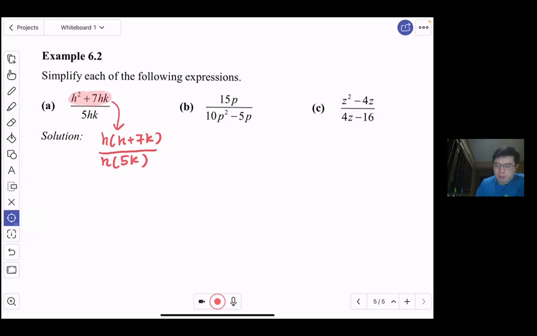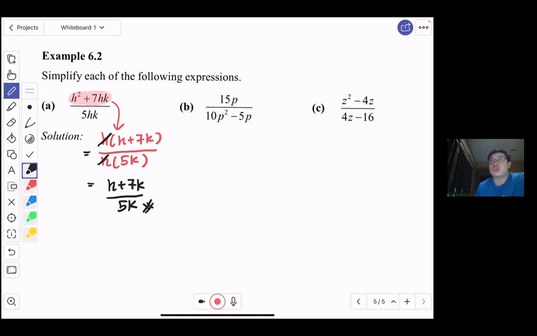So why do I purposely put it this way? So that you can see that h is a common factor between the top and the bottom. If there's a common factor between the top and the bottom, this means that there is a term that we can cancel out. It also means that your fraction is not in the simplest form. So we do our due diligence. We cancel out the common factor, and you have h plus 7k over 5k. So that is the answer for this question.